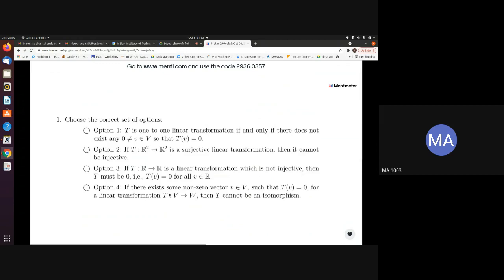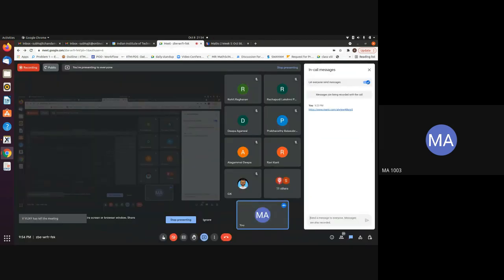One thing I forgot to mention: what is isomorphism? Isomorphism means when it is both one-one and onto, that is, both bijective. So that definition I forgot to mention. So this is what we have discussed today. Let me take a break for 1 minute.